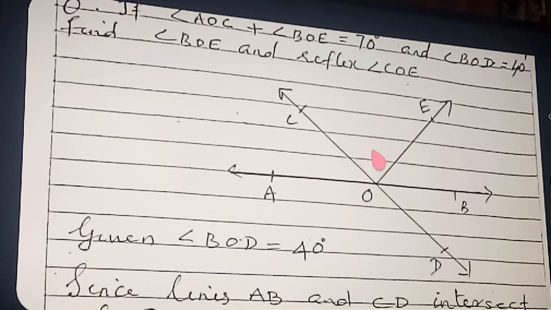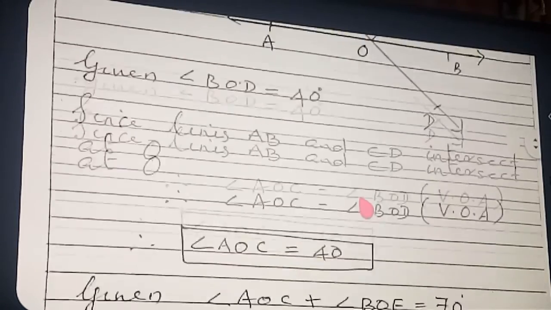Reflex angle, how do we find it? Reflex angle COE is equal to 360 minus angle COE. Clear? I explained it in the diagram. Now the calculations I have shown downside. We can go down.